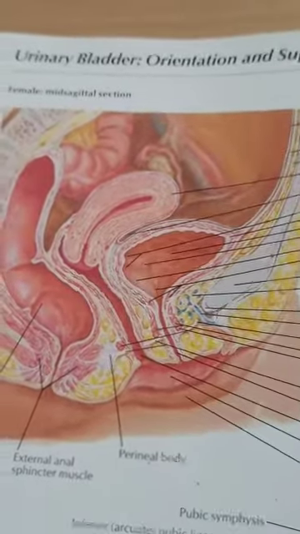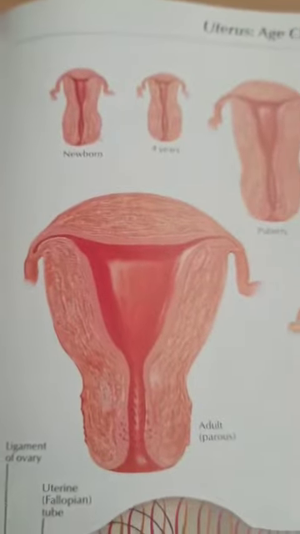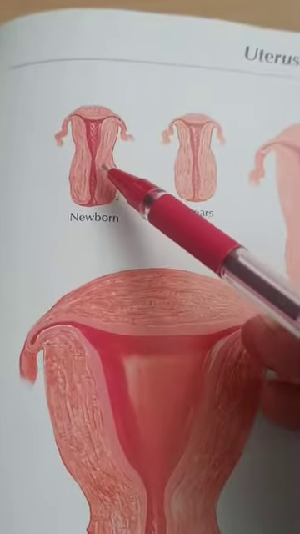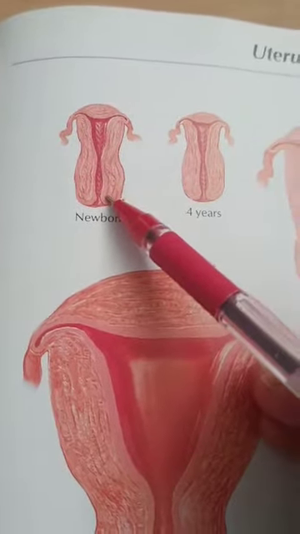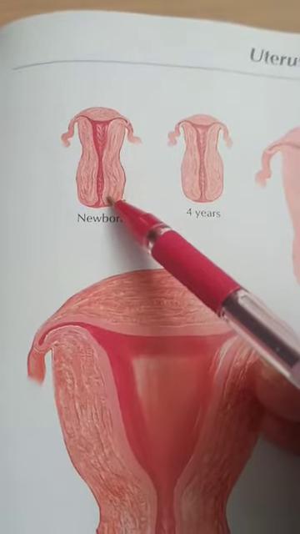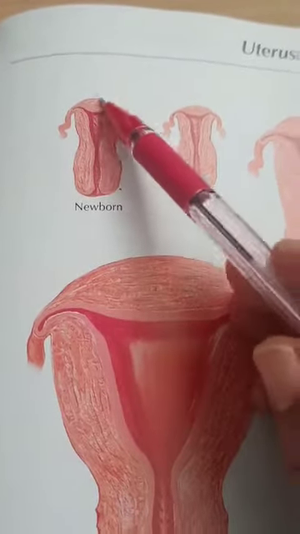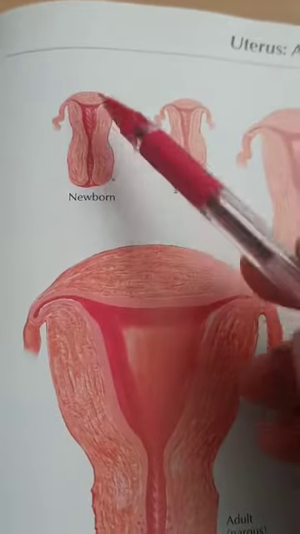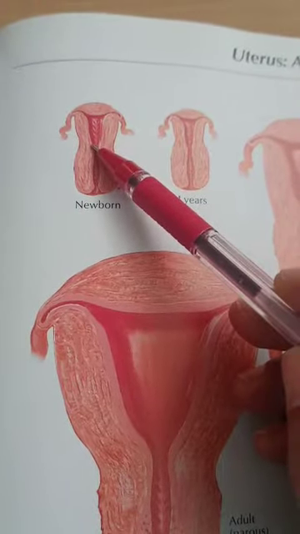Then age changes of the uterus. So there will be some changes with age. In the fetal life, this is the newborn, and the cervix will be larger than the body. Here we can see this is our cervix and this is the body. So the cervix part is larger than the body in the newborn and the fetal life.